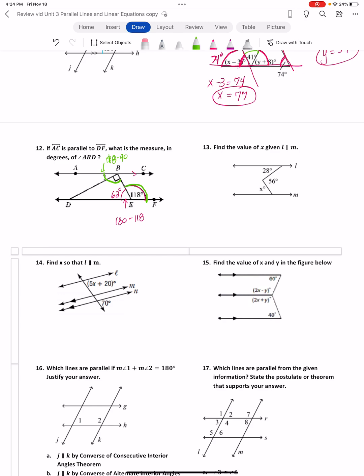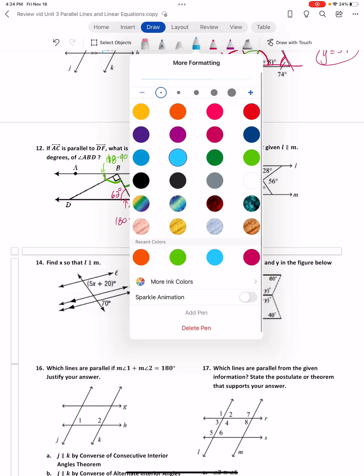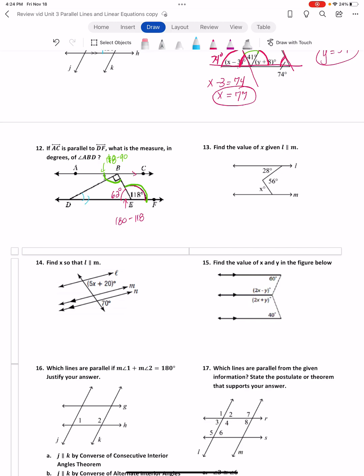So you could use that, and you could find this by doing 118 minus 90. Another way to look at it is, I know that the three angles in a triangle add to 180, so I can find this angle right here, which is going to be 180 minus 90 minus 62, which is 28 degrees, which means that this angle right here is also 28 degrees, and 118 minus 90 is also 28 degrees. So the measure of angle ABD is equal to 28 degrees.